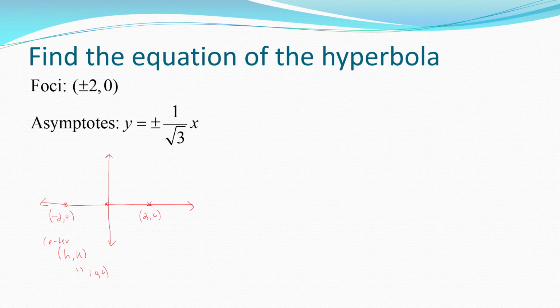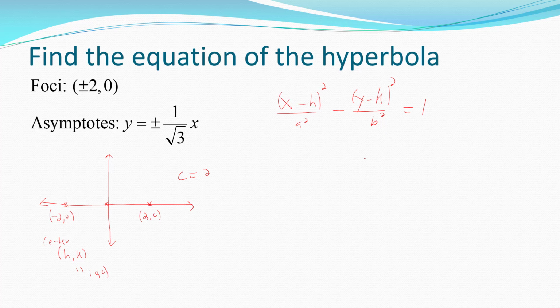Also, since I know where the foci are, that means I know that a and c both affect x values, because they affect the same thing. I know then c happens to be 2 because that's the distance from the center to the focus. So the formula must be (x minus h) squared over a squared minus (y minus k) squared over b squared equals 1. So I know what h and k are. The only thing I need to know now is what a and b are.